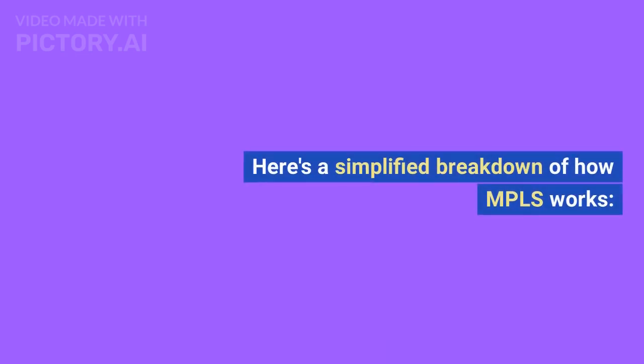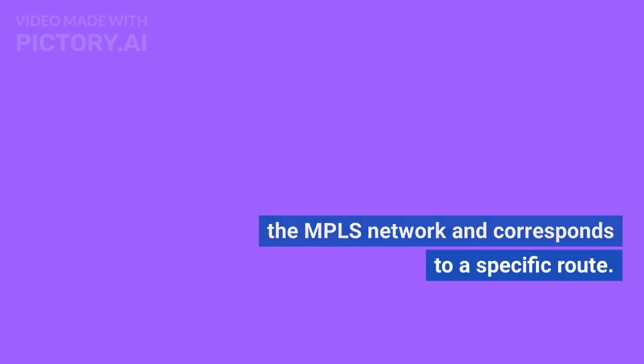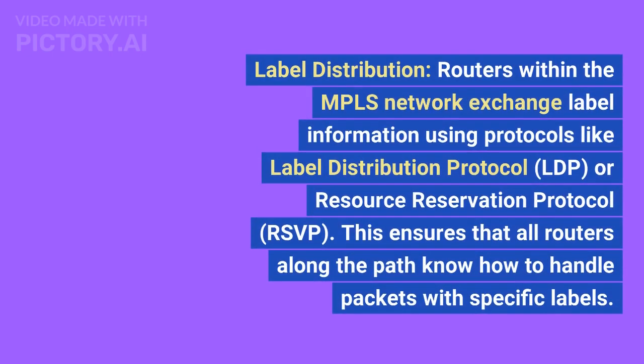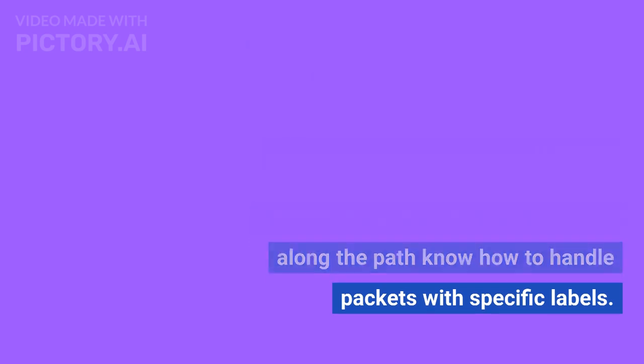Here's a simplified breakdown of how MPLS works. Label assignment. When a packet enters the MPLS network, the ingress router assigns a label to the packet. This label is unique within the MPLS network and corresponds to a specific route. Label distribution. Routers within the MPLS network exchange label information using protocols like Label Distribution Protocol, LDP, or Resource Reservation Protocol, RSVP. This ensures that all routers along the path know how to handle packets with specific labels.